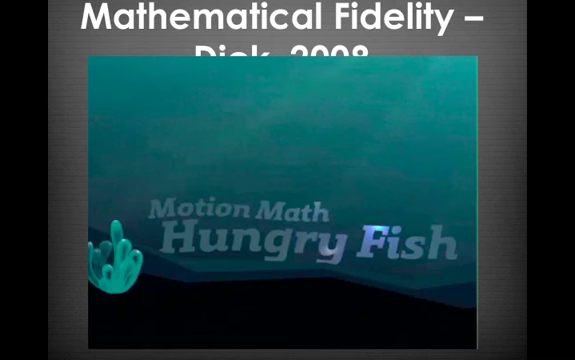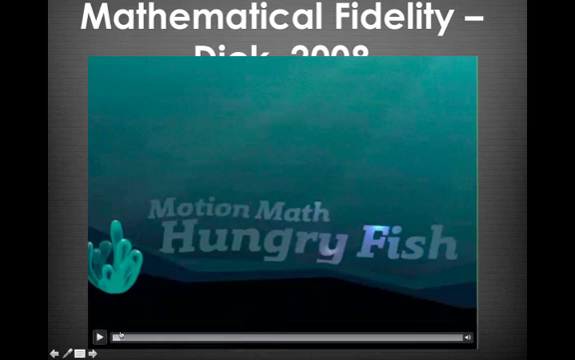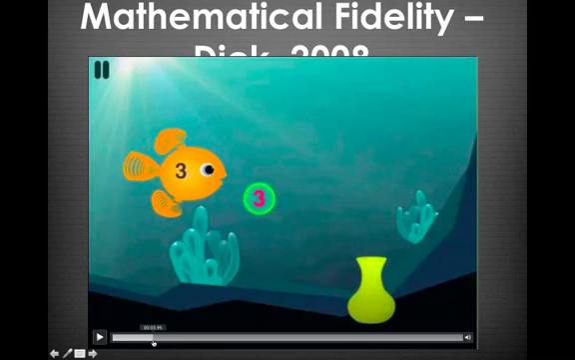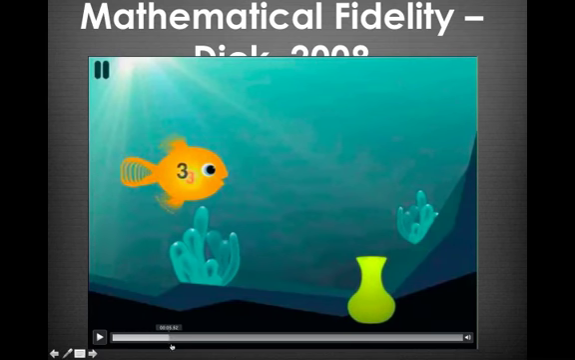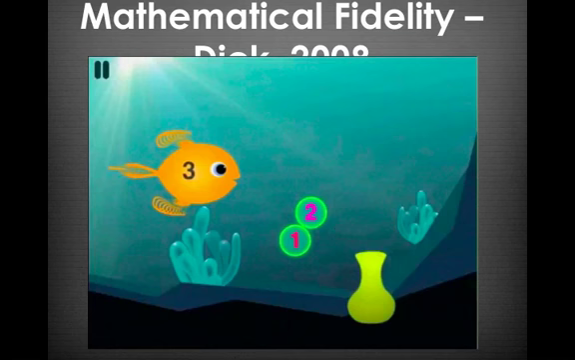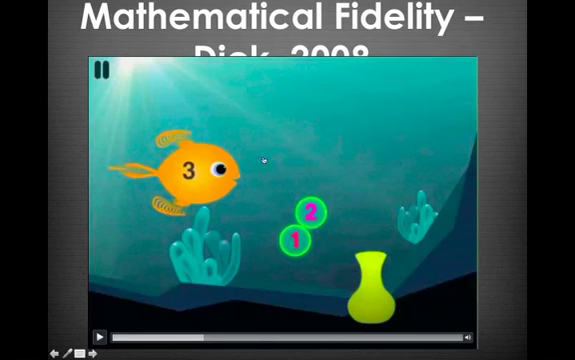All right, so let's think about the mathematical fidelity here. How is the mathematics being represented? The fish eats this 3, right? Then it pops out a 2 and a 1. Now, how is the mathematics being represented here? Do you see any problems with the mathematical fidelity of this applet the way it's done?